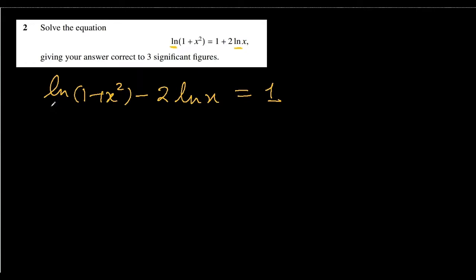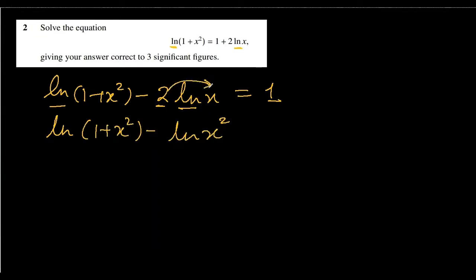Now we want to combine this ln and this ln, but this 2 will stop us. We can't combine them without removing this 2. So let's remove this 2 by making it the exponent of the content of the ln, x squared. This 2 goes and becomes the exponent of x.